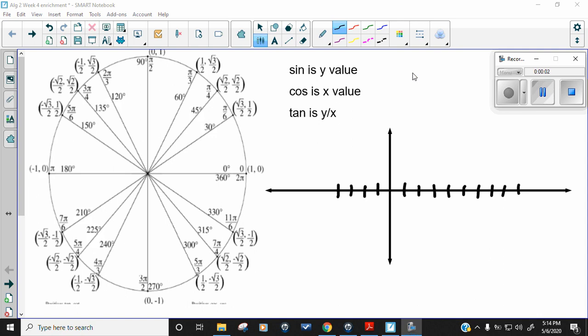Hi, this is week 4 of enrichment. It's going to be a quick summary on how to graph sine, cosine, tangent using the unit circle.